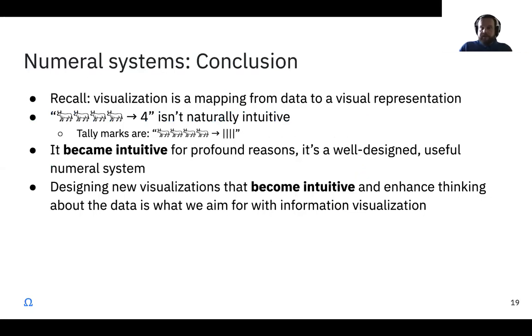So why are we saying all this? Why did we have numbers as an introduction? Recall that visualization is a mapping from data to a visual representation. The need for numbers is that you own 4 cows and you want to record them somewhere. And this mapping is actually not naturally intuitive, because if you were an alien coming to Earth and you saw that this is recorded as this, you would ask why. Why is this representing 4? It's not even 4 lines.